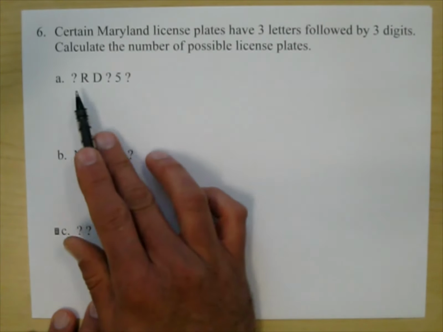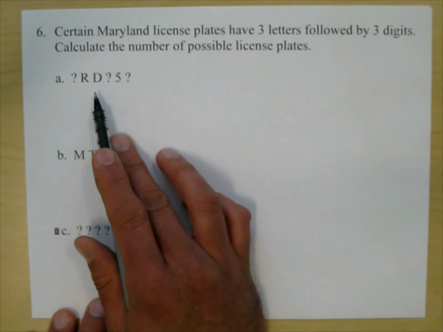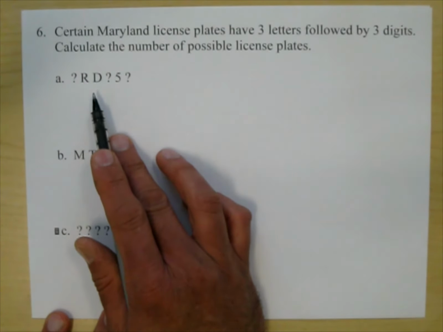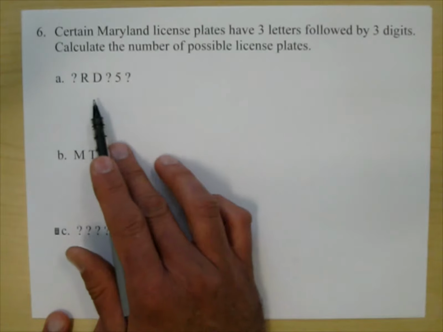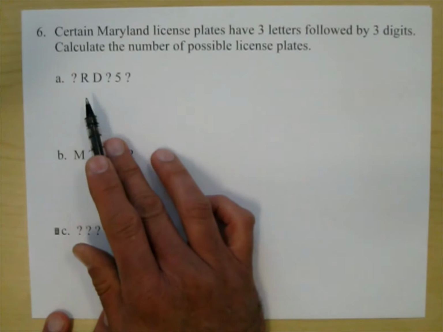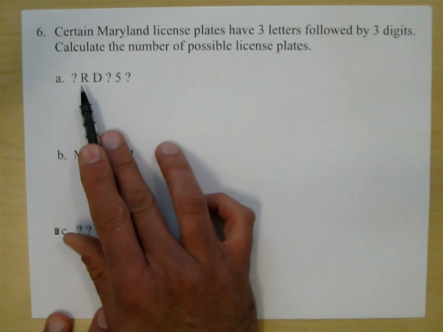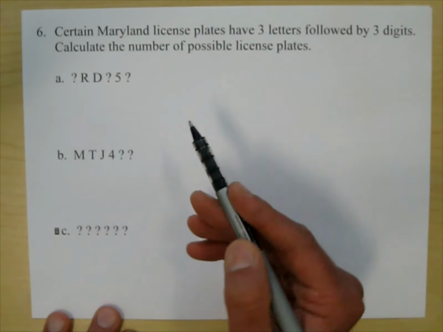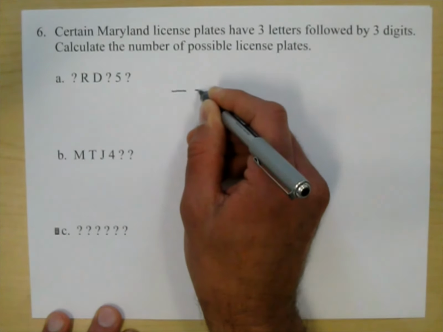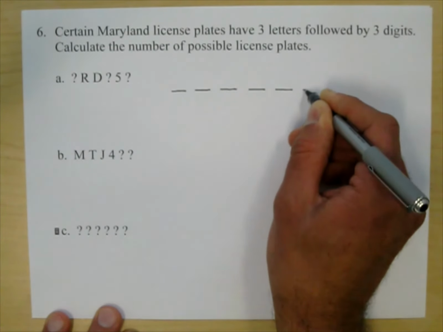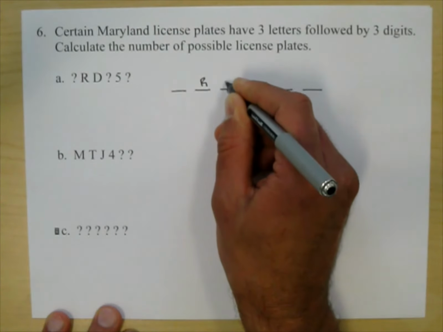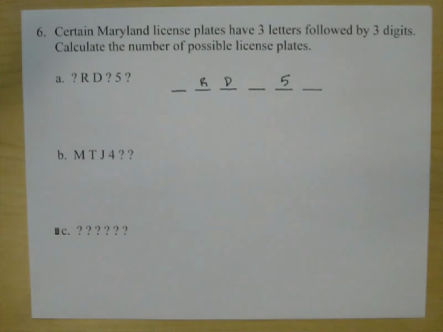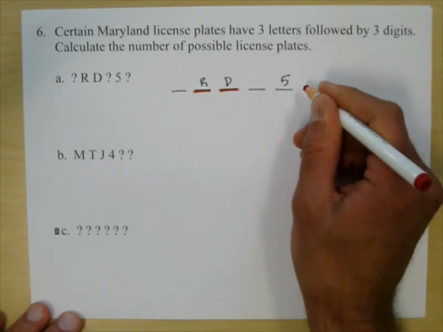So what happens is, this could happen like if someone gets hit by a car or there's an accident and you only see part of the license plate because that's all you can remember, and then they can track down things like that. They can track down who was the one who did the hit and run. So look what we have here. We have question mark, RD, question mark, 5, question mark. Okay, so I'm going to put 6 slots here. And we know that this is an R, D, and then a 5. So these guys right here are restrictions.